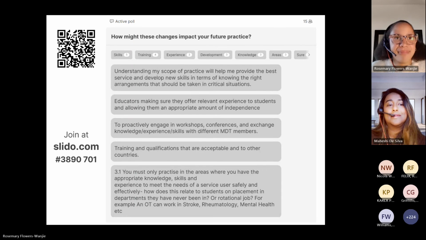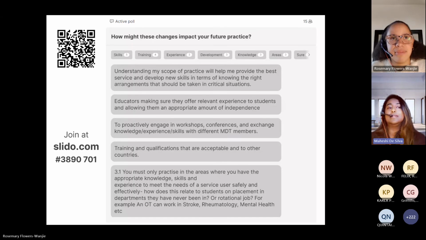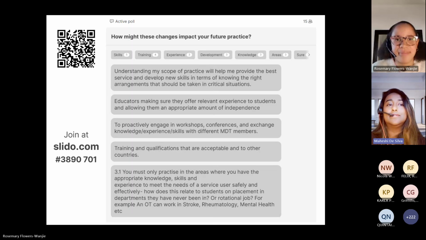Yeah, and I think another comment as well about understanding my scope of practice will help me provide the best service and develop new skills in terms of knowing the right arrangements that should be taken in critical situations. So another reflective comment there. And I think that also ties into another comment about educators making sure they offer relevant experience to students and allowing them an appropriate amount of independence.